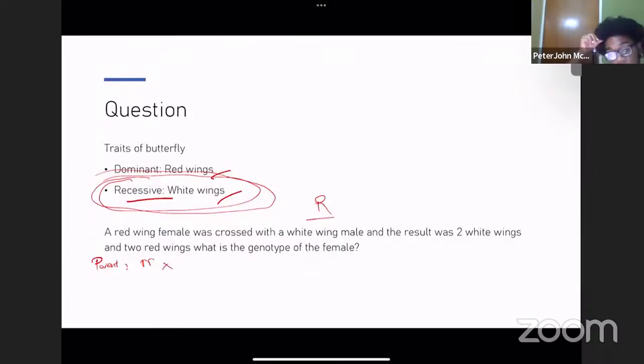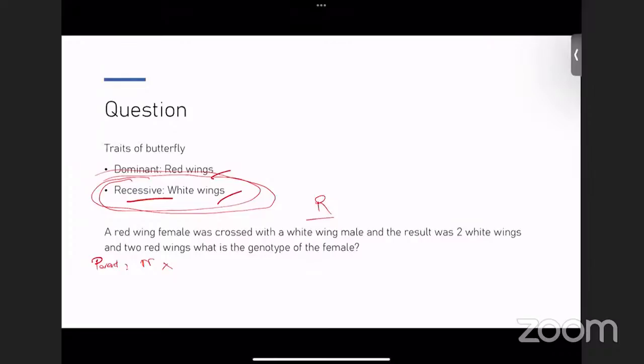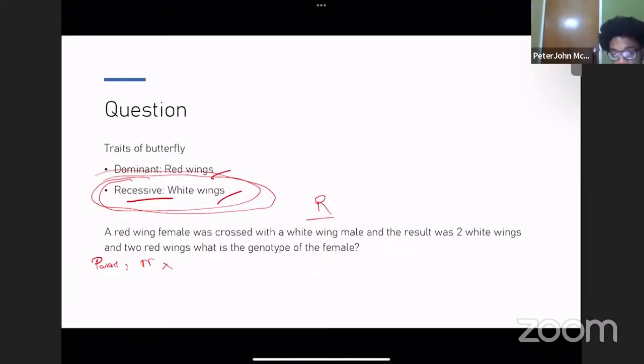What's the female now? What are we using for the female? Should we use heterozygous? Heterozygous dominant? There's no heterozygous dominant. What's the result? The result was two white wings and two red wings.